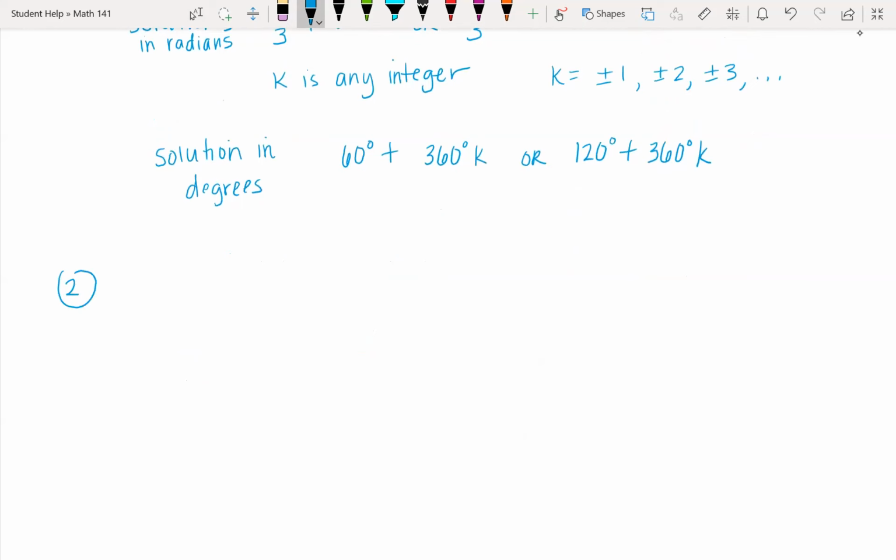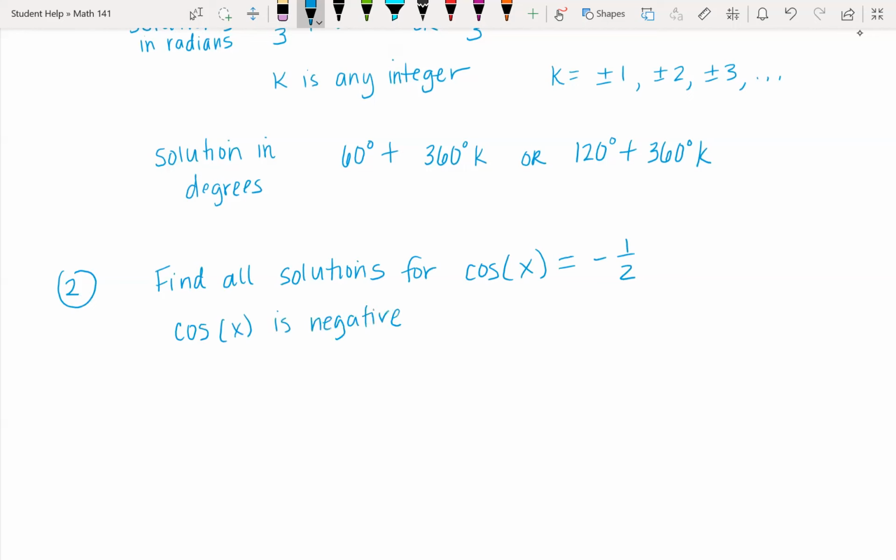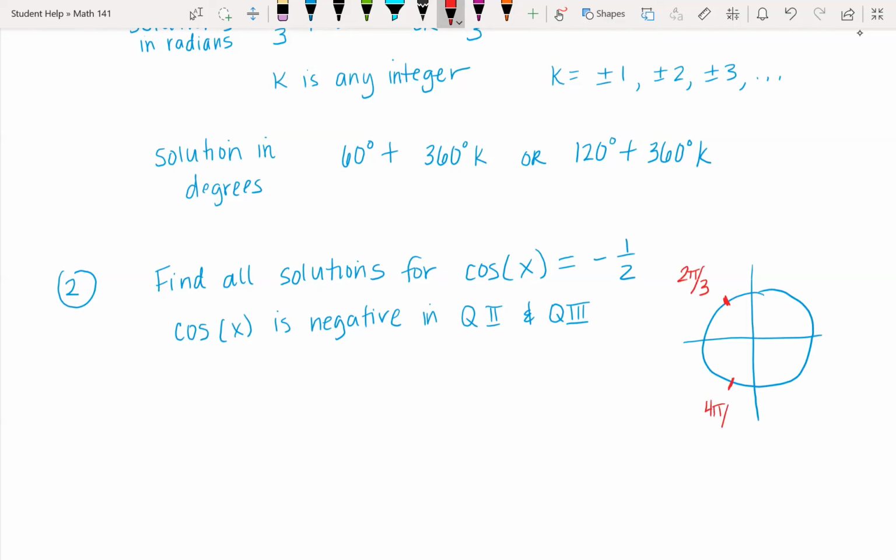Okay, for our second example, let's find all solutions for cosine of x is equal to -1/2. We know that cosine of x is negative in quadrant 2 and quadrant 3. So that's where we're going to find our 2 solutions. Thinking about the unit circle, cosine is -1/2 here, which matches the first example that we just did, and then also here. So this value is 2 pi over 3 here. And then down here, we're at 4 pi over 3.